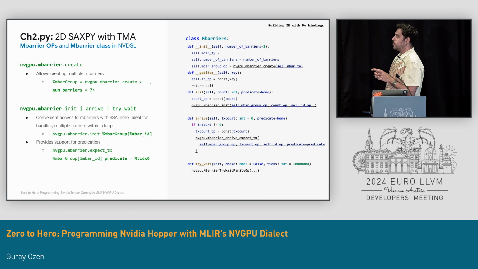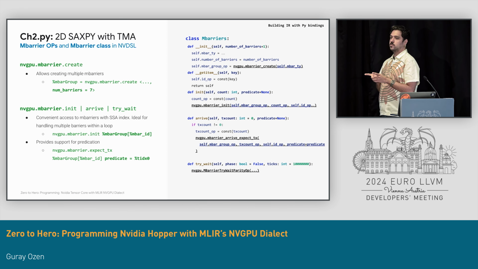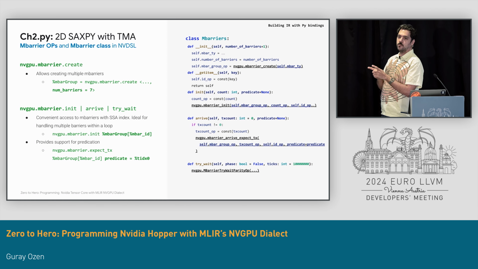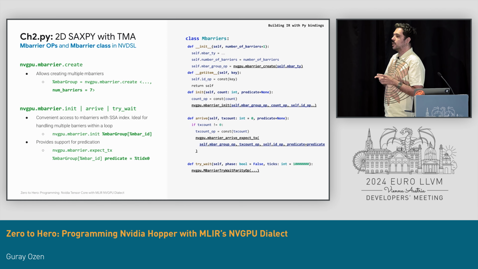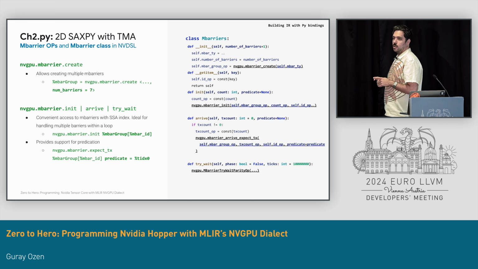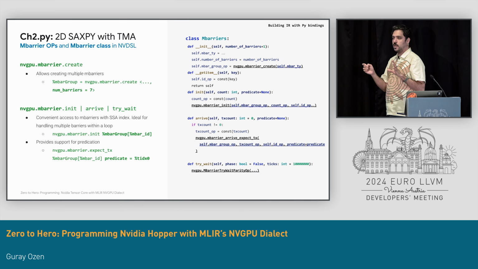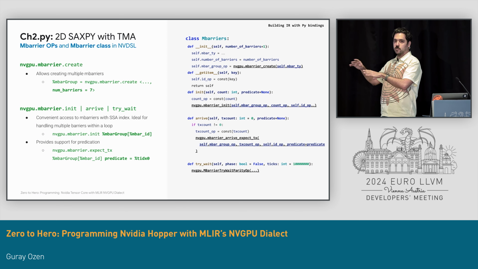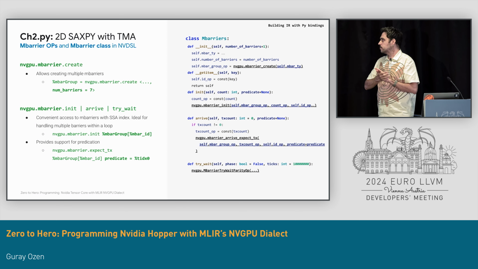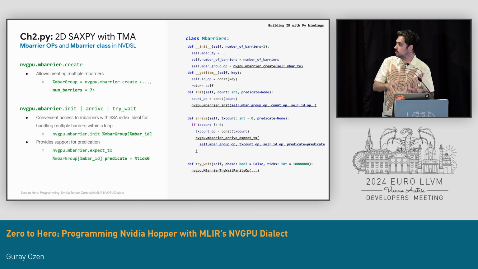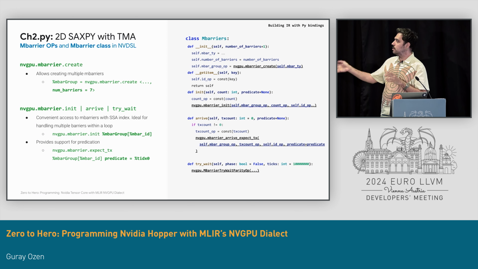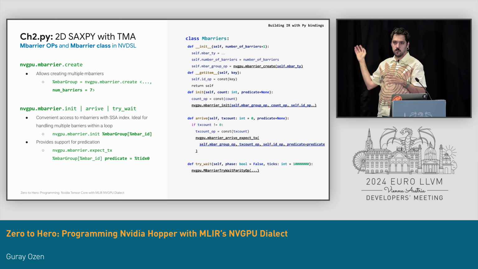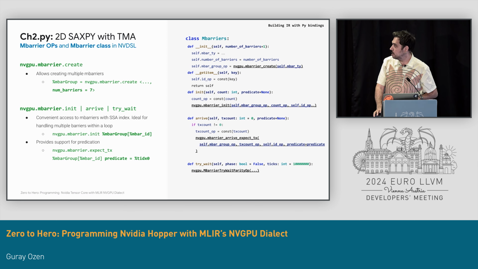As I mentioned before, TMA is asynchronous. So this is the second set of ops we have implemented in the NVGPU Dialect. These are the mbarriers, asynchronous transactional barriers. We will use TMA ops as a transaction, and we need to assign an mbarrier to wait for the transaction. Right? And we have the mbarrier mechanism for this. Again, we have implemented the ops, and this is the Python class, to simplify the code. Let's go one by one.